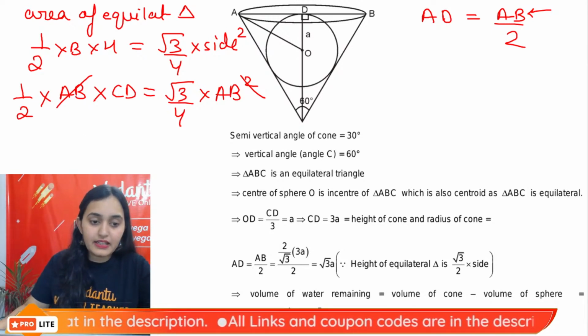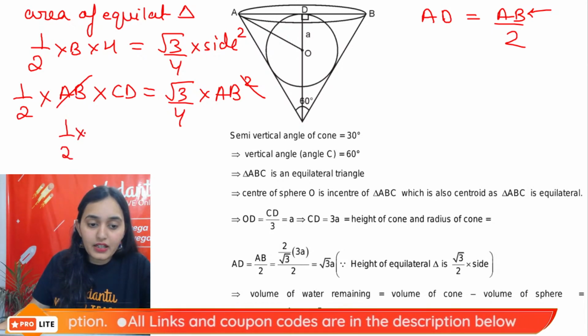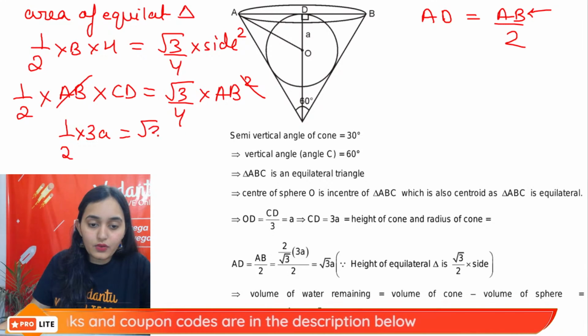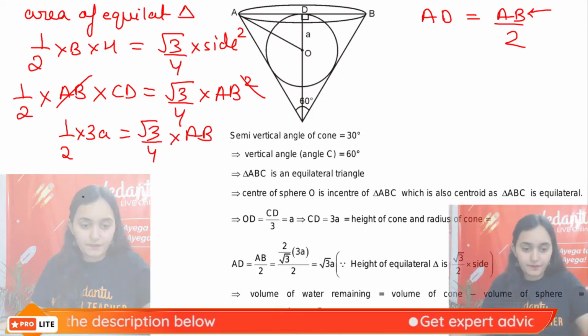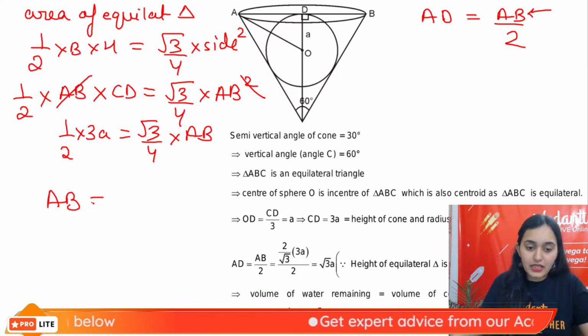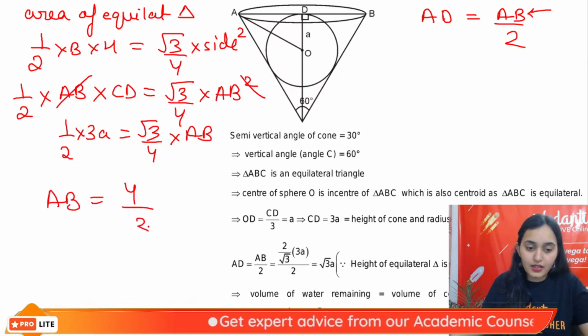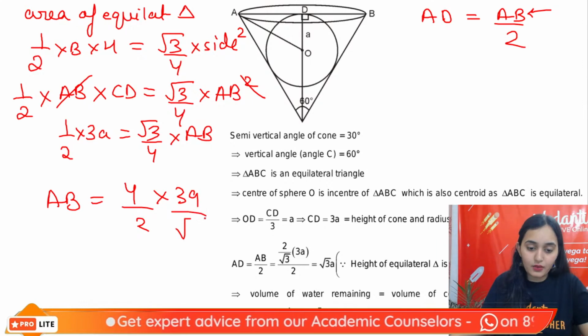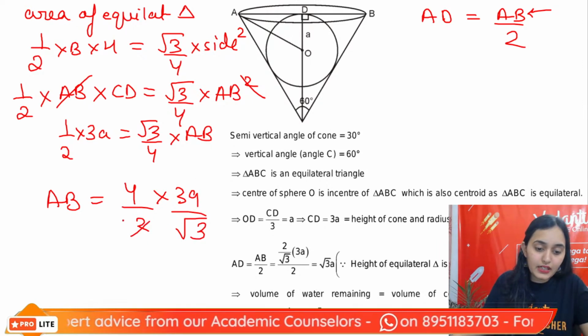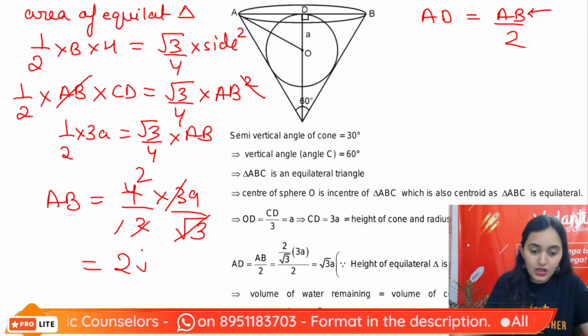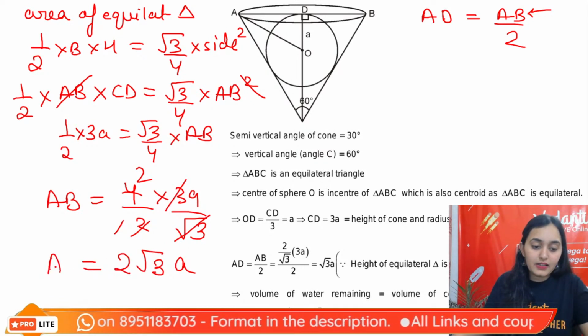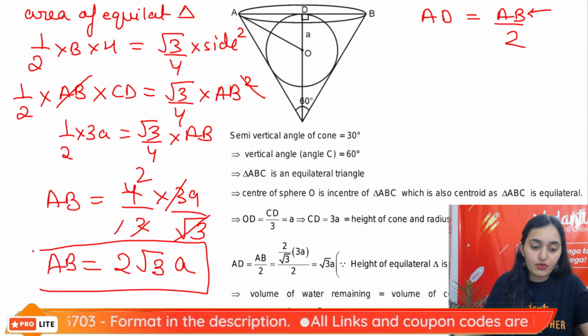So CD is how much? Half of 3A is equal to root 3 by 4 into AB. This implies that AB will be equal to 4 by 2 into 3A by root 3. When we solve it, we will get 2 1s are 2, 2 2s are 4, root 3 and 3 cancel. We will get 2 root 3A. This is the value of AB, 2 root 3A.